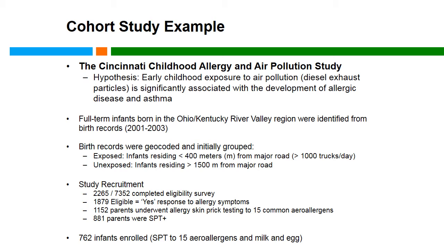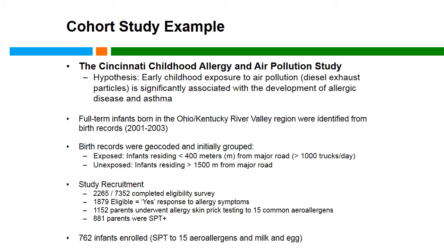So let's go through an example of a cohort study, and I'm going to give you an example of the study that I'm involved with, the Cincinnati Childhood Allergy and Air Pollution Study. So the hypothesis of this study is that early childhood exposure to air pollution, and specifically diesel exhaust particles, is significantly associated with the development of allergic disease and asthma in childhood.